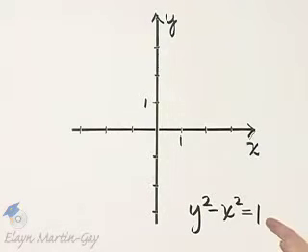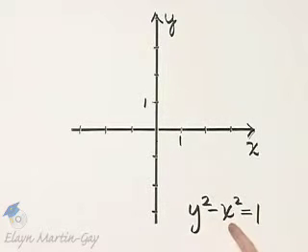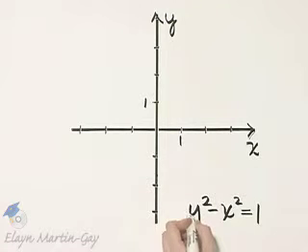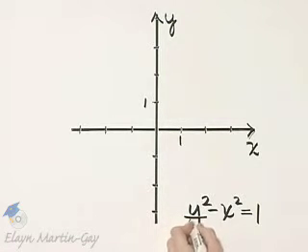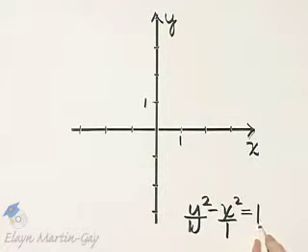Let's graph this conic section. Y is squared and x is squared. This is a difference of those terms, so this is a hyperbola. If you'd like to write it in that standard form, you can write this as y squared over 1 minus x squared over 1, because there already is that constant of 1 on the right side.